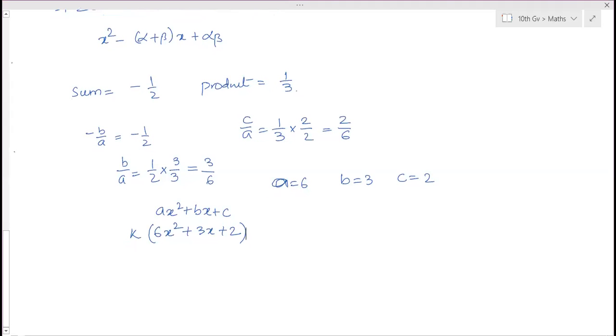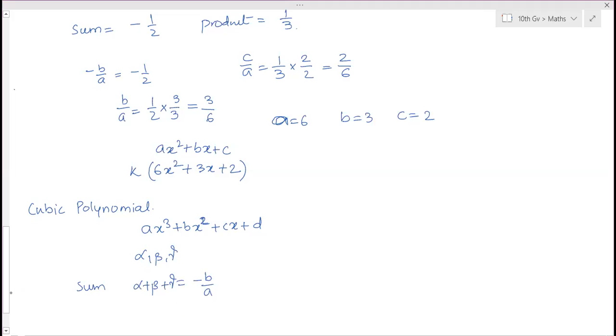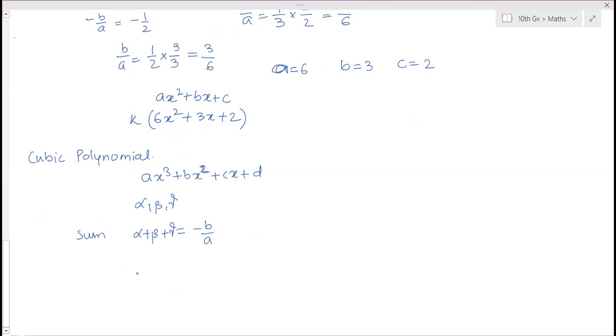The similar way for the cubic polynomial. Questions based on this and more that we will see. Next is for cubic polynomial. The general form is ax cube plus bx square plus cx plus d. Alpha, beta and gamma are the zeros of the polynomial. So the sum of the zeros, alpha plus beta plus gamma, is equal to minus b by a. It remains same. Now the product of two zeros taken at a time and summed, alpha beta plus beta gamma plus gamma alpha, is equal to c by a, and alpha beta gamma is equal to minus d by a.